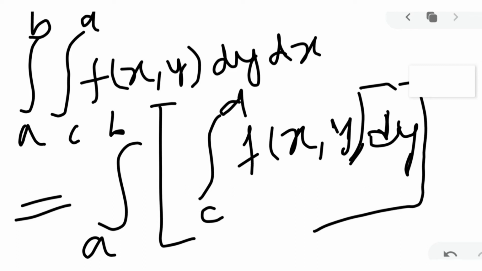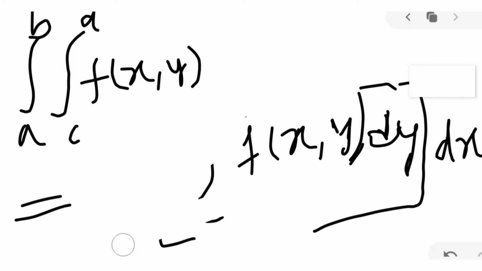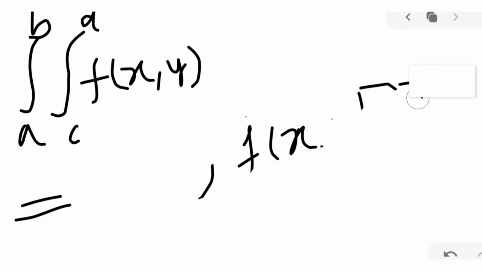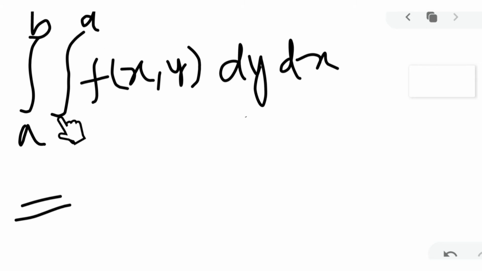With respect to dy first and then with respect to dx. So this is the concept behind this. And if, in the question, we have dx and dy here, the order changes to dy dx, and these are the limits of y, and these are the limits of x.